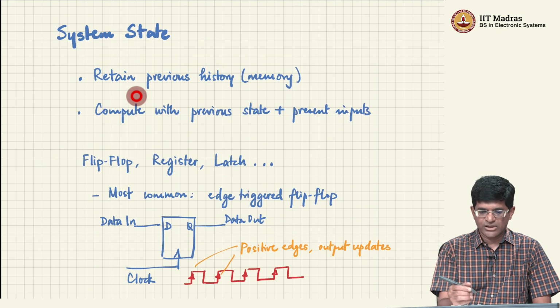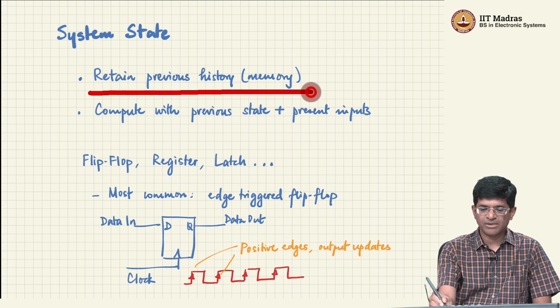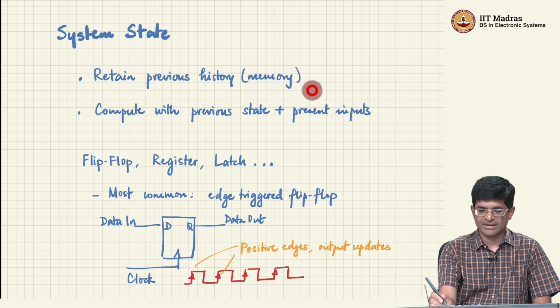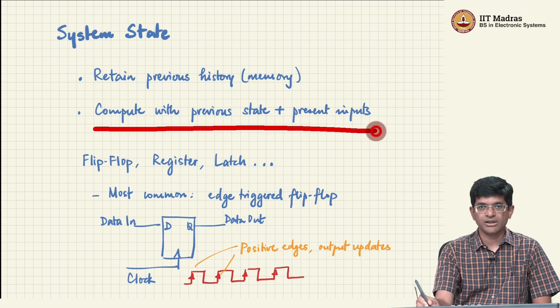Okay, so just to recap, the whole purpose of this system state is that it retains some kind of previous history of the circuit. It's a memory device, and therefore we can compute an output as a combination of the previous state, or previously created state, and the present inputs to the system.